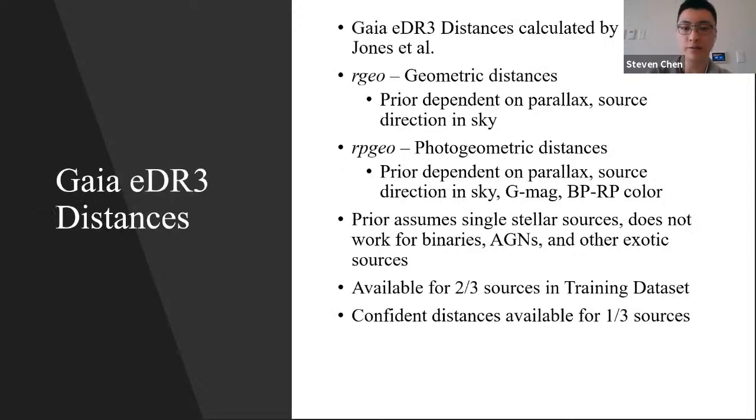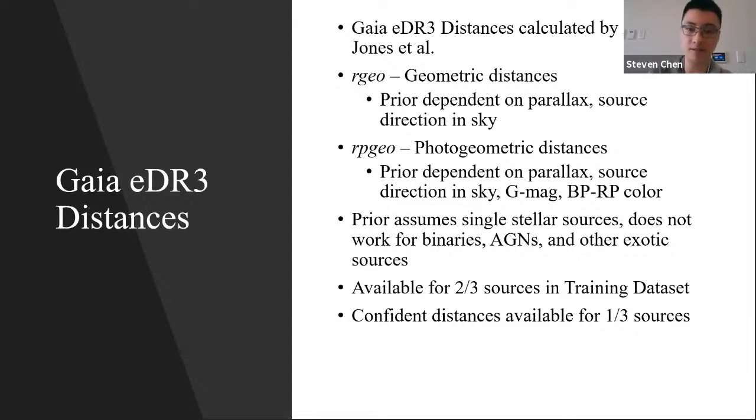So recently, Gaia EDR3 distances were calculated by Bailer-Jones and their group. It includes 2 sets of distance measurements, r_geo, which depends only on parallax and source direction in the sky, and r_pgeo, which also depends on Gaia G magnitude and BP minus RP color. The priors that calculate these distances assume only single stellar sources, so these distances aren't reliable for binaries, AGNs, and other exotic sources. These distances are available for about 2/3 of sources in our training data set, and confident distances are available for only about 1/3 of sources.